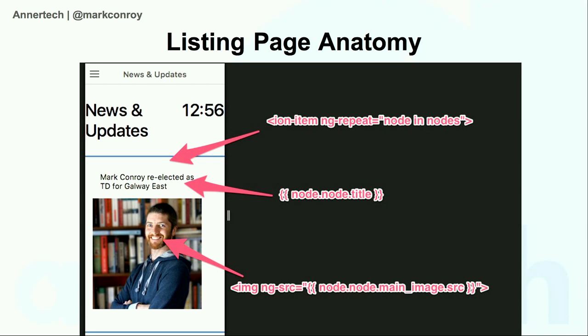So we've got the ng-repeat nodes in nodes. We got the node.node.title at the top and image ng-src at the bottom, and that repeats 2 or 3 times. And that's your static pages. That's your dynamic about us pages that are managed in one management system and presented here. And this is now your listing pages. That's a lot of what you would need, I suppose, from an app without getting into the getting started with Ionic framework presentation.